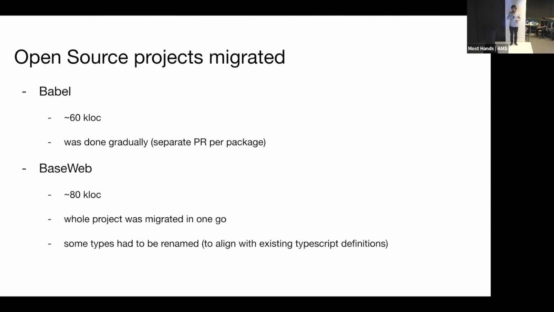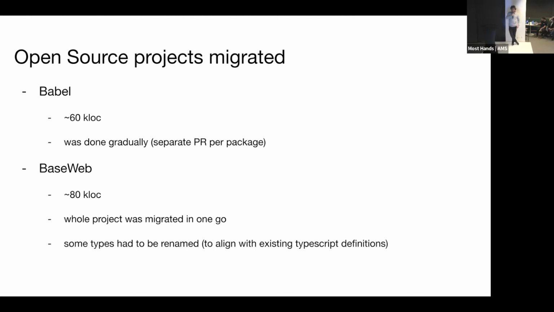Yeah, so on things that were migrated. The first project that was migrated was Babel. It was around 60,000 lines of code. And after discussing it with the Babel maintainers, we decided to do it gradually. So basically there was a separate pull request for every package in Babel, and except just converting, they were also including some fixes on top of converting and some refactoring. So that was the approach with Babel.